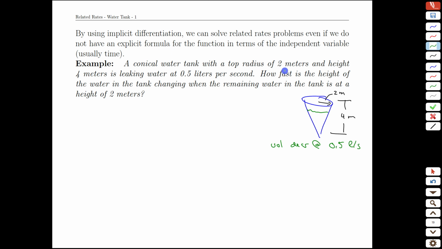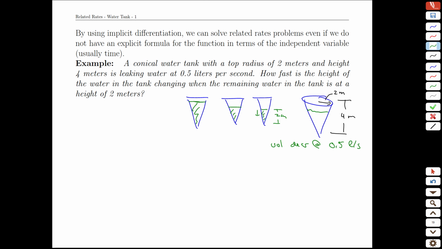The question we're asked is how fast, so another rate, is the height of the water in the tank changing when the remaining water in the tank is at 2 meters. So again, imagining different scenarios as this is going on, we'll draw this just in cross-section with a few scenarios. The water level in the tank is high, getting lower, and there's going to be some moment when it reaches 2 meters in depth or height, whichever way you want to phrase it, and we're interested in how quickly that level is dropping at that instant. But notice the height is different at different times, so that's actually a variable as time changes.